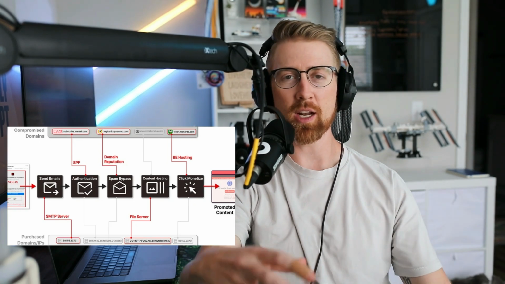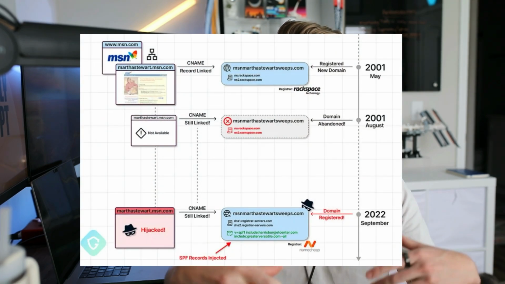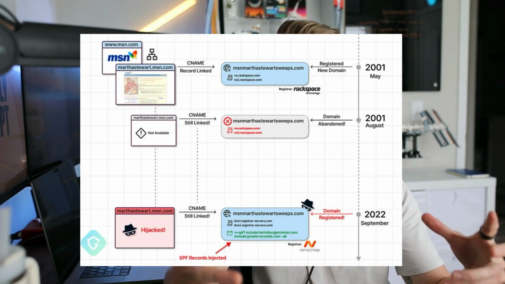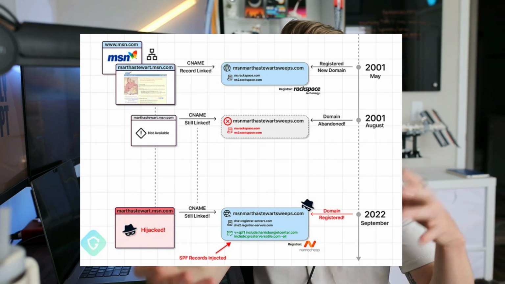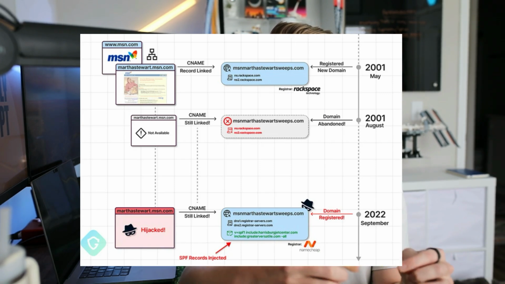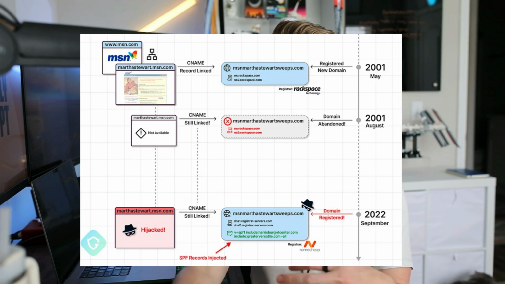And now this is where things get a little technical and involves a little bit of knowledge of how records work when routing email addresses, but essentially a subdomain such as marthastewart.msn.com links their records to a new domain such as marthastewartmsn.com. Then that new domain is abandoned, but the records are still linked to that subdomain. Given some time, that subdomain is then acquired with the records still linked to that MSN subdomain, and it can be used to send very convincing phishing emails.